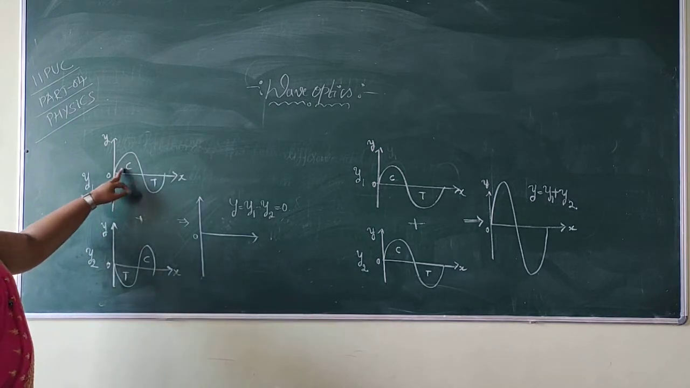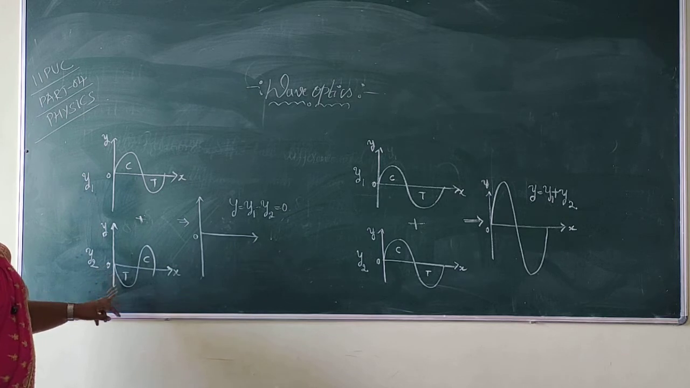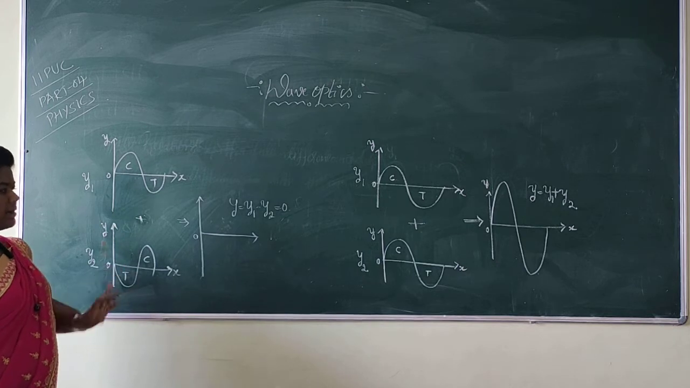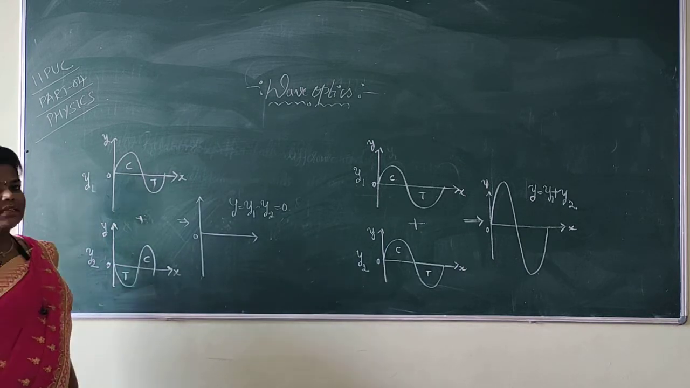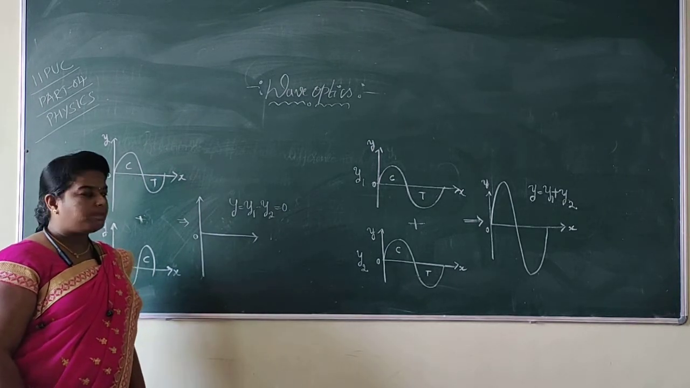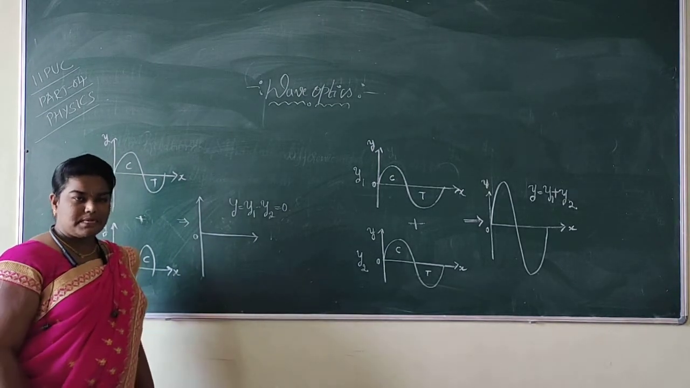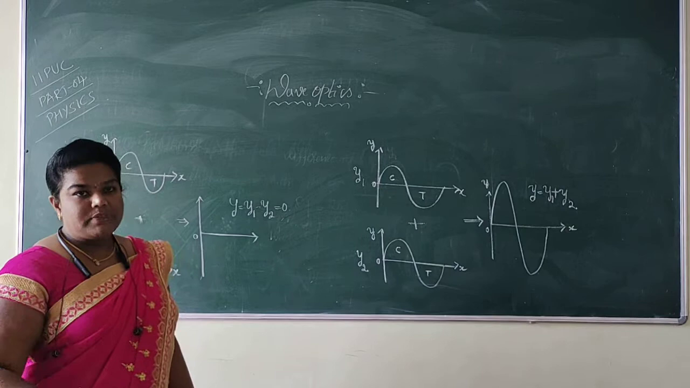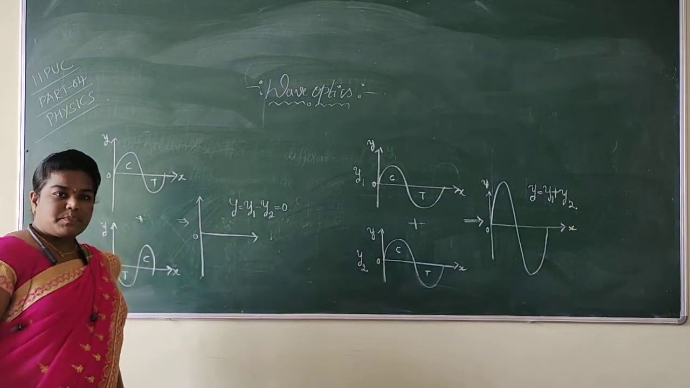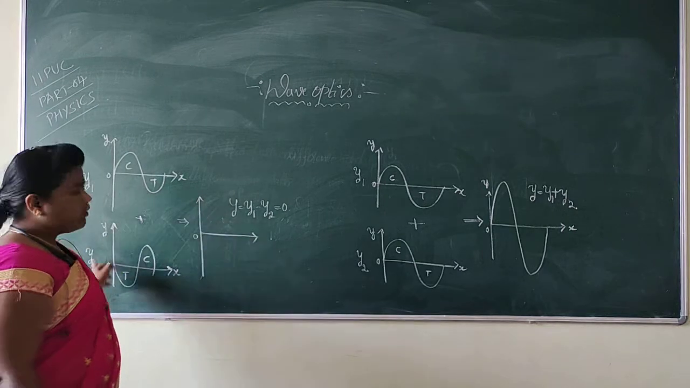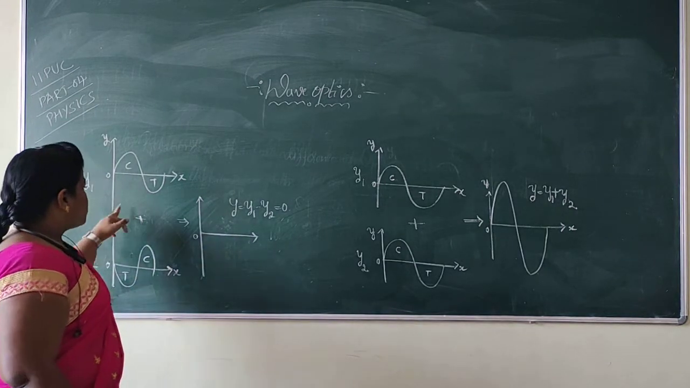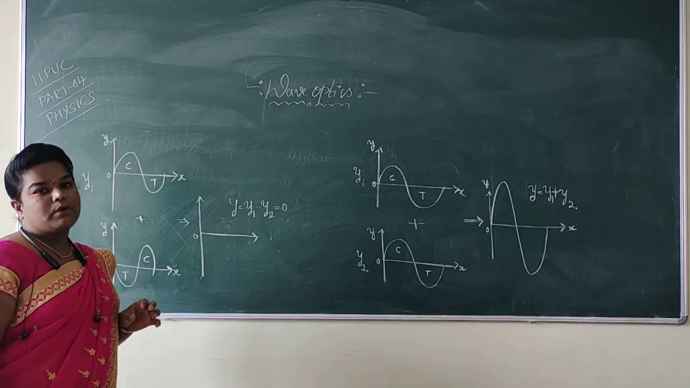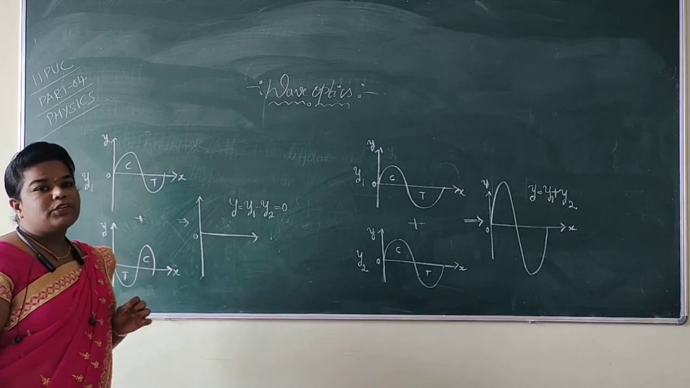So this is y1, because crest becomes plus y and trough becomes minus y. So when one crest falls on another trough, it becomes zero displacement. Then what is the statement of the superposition principle? My dear students, the superposition principle states that when two or more waves are moving with some displacement, say y1 and y2, then the superposition of these two waves gives the resultant displacement, which is equal to the vector sum of the individual displacements.